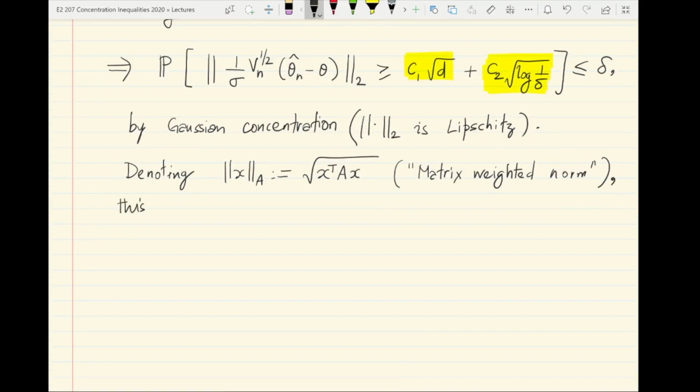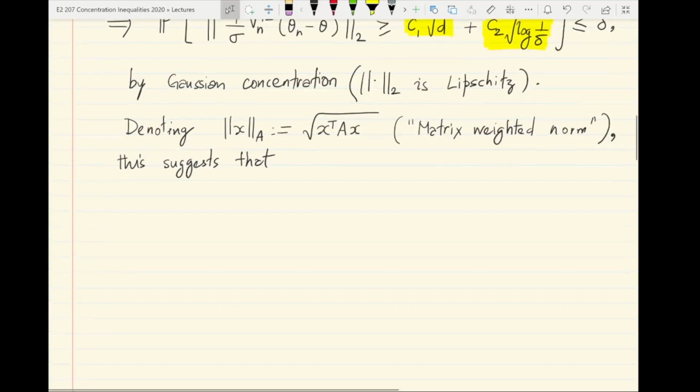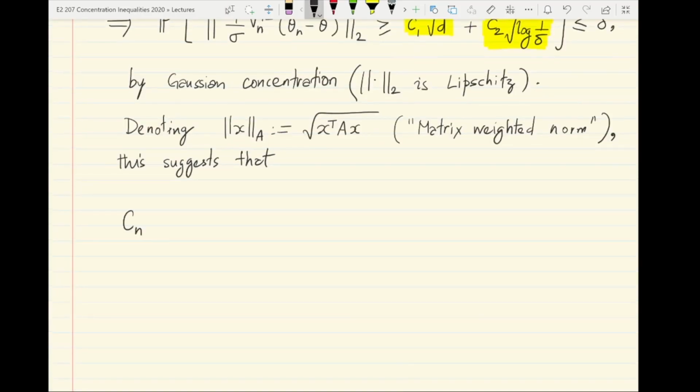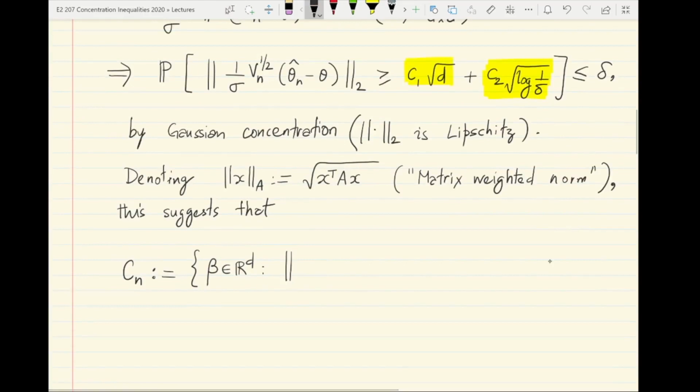So the above suggests that if you define this particular d-dimensional subset Cn as the set of all d-dimensional vectors beta such that the L2 norm of 1 over sigma Vn raised to half times theta hat n minus beta is less than C1 square root d plus C2 square root log 1 by delta.